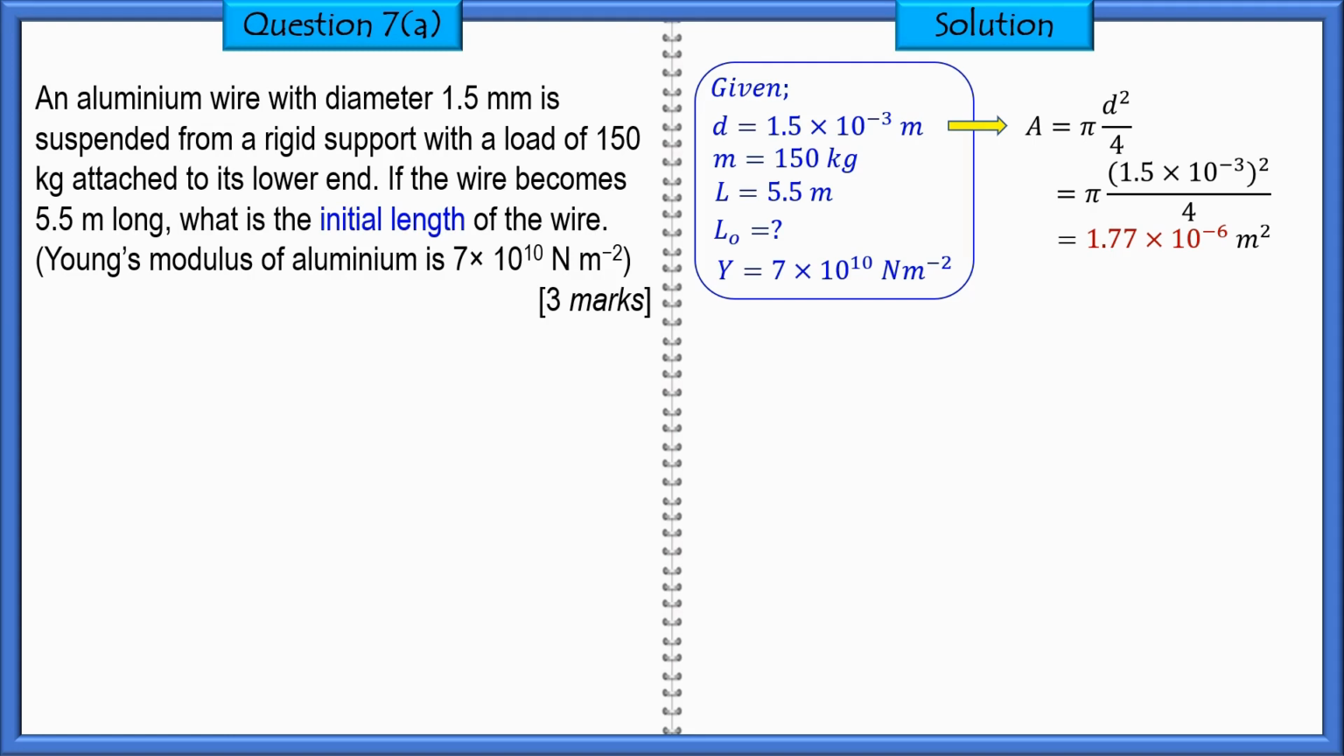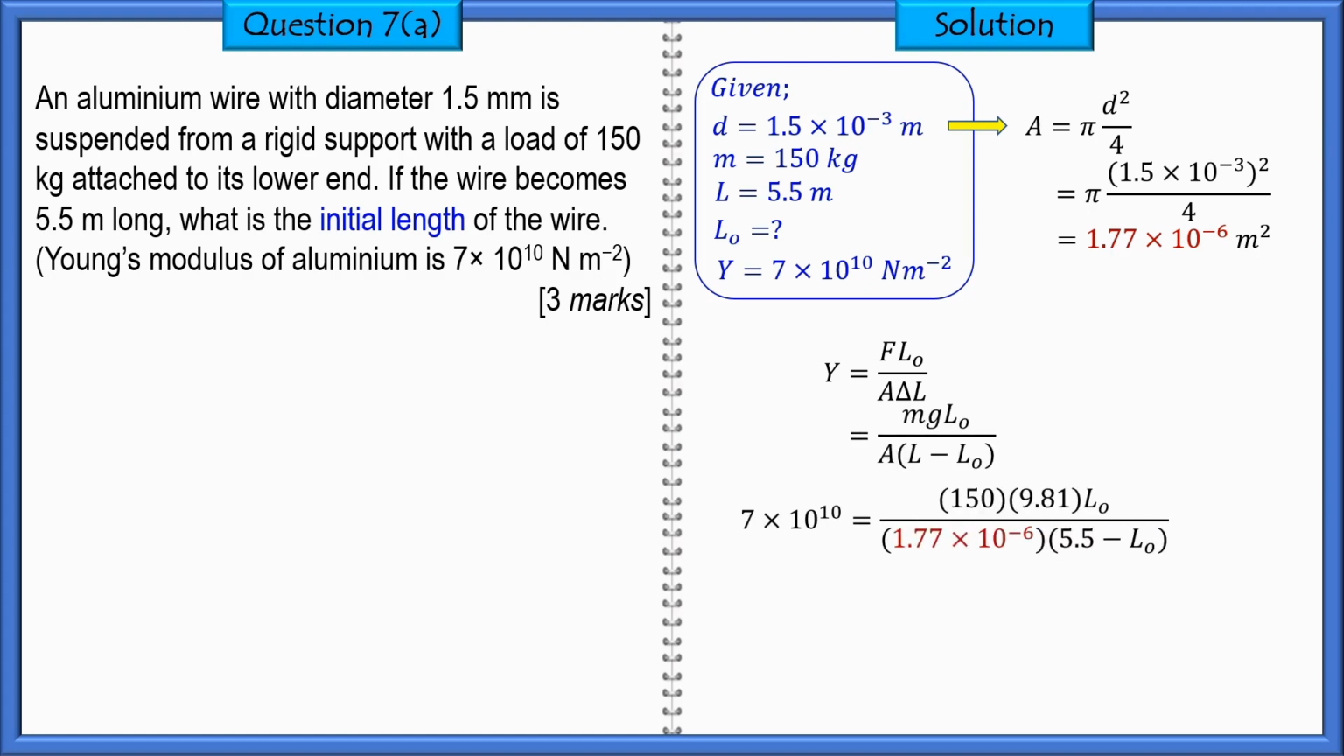Now, we want to calculate the initial length of the wire. You can refer to all given information that you have listed here. We have the Young modulus, so you can refer to the Young modulus equation. Young modulus is stress over strain, and stress is F over A, strain is delta L over L naught. Because of that, Young modulus will be equal to F L naught over A delta L. When you substitute the value of the modulus, F is mg, and delta L is L minus L naught. When you substitute all the values given in the question and also the hidden info A, you will get that L naught, the initial length of the wire, is 5.44 meter.